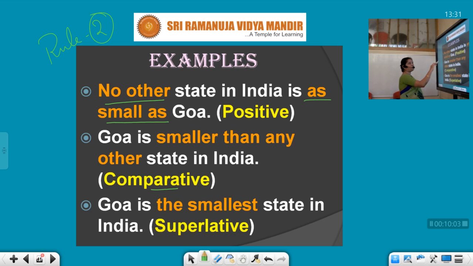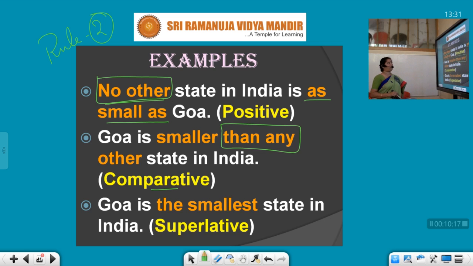By saying Goa is smaller than any other state in India. So here you have to remember in your rule 2, along with the positive case and the comparative case, these are the things which you have to use. Along with as small as, you have to use no other. No other state in India is as small as Goa. Goa is smaller than any other state in India. Goa is the smallest state in India.